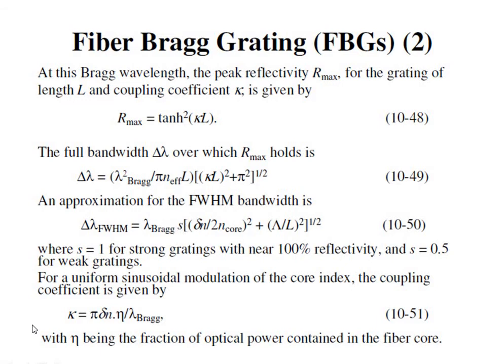So for a weak uniform sinusoidal modulation of the core index, the coupling coefficient is given by this equation, kappa is equal to pi delta n into eta divided by the Bragg wavelength, with eta being the fraction of the optical power contained in the fiber.